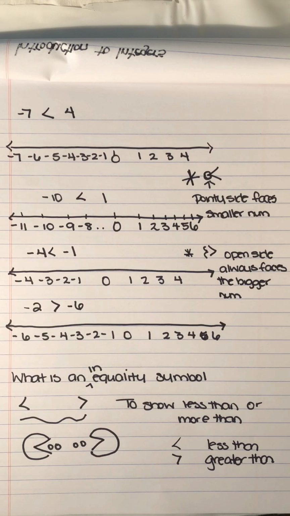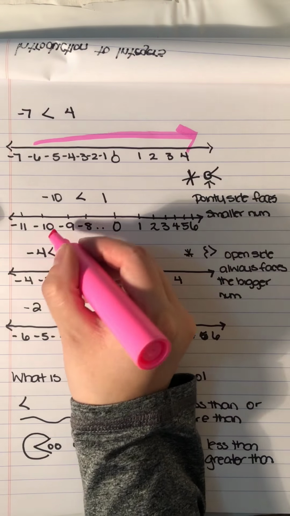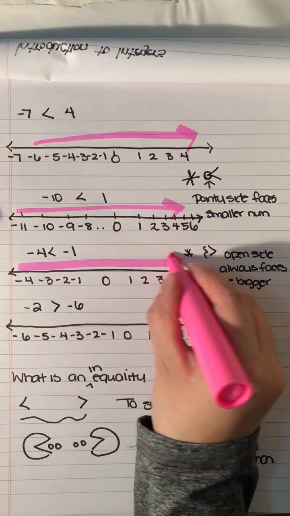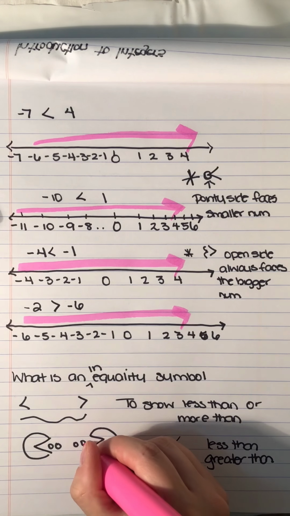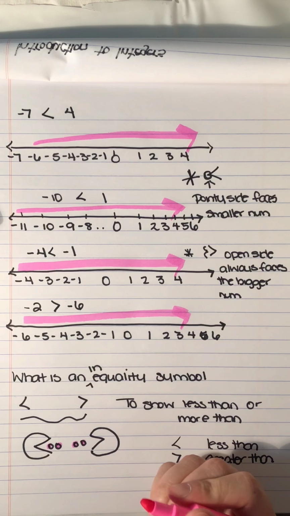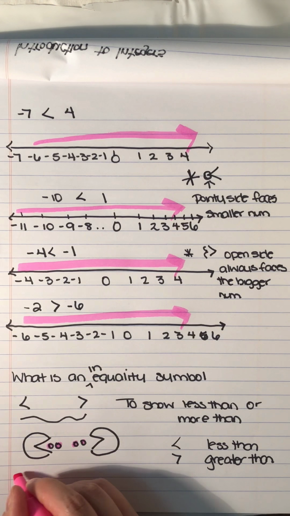Remember, it's either less than or greater than. You read the problem from left to right. It doesn't matter how you place the actual inequality symbol, as long as you know the pointy part is always facing the smaller number and the open part is facing the bigger number. Think of it like Pac-Man. Pac-Man always wants to eat. I'm going to actually put that here so you guys remember. Pac-Man always wants to eat the bigger number.